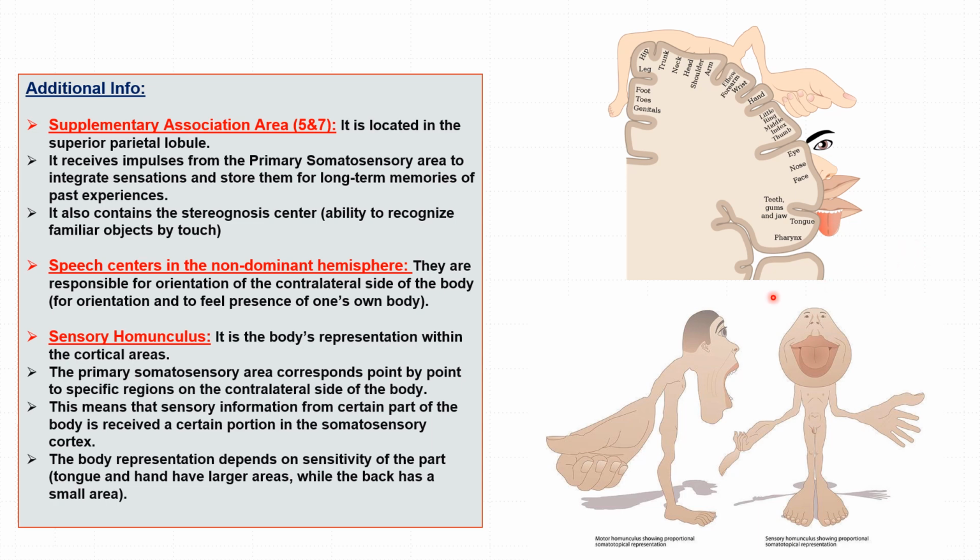Now, apart from this, we also have something called the supplementary association area located in the superior part of the parietal lobe, and it receives impulses from the primary somatosensory area and integrates them and stores them for long-term memories of past experiences. And this comes in particularly handy in the example which I had mentioned in the previous slide, such as the one of the apple, and it gives us the ability to recognize familiar objects by touch.